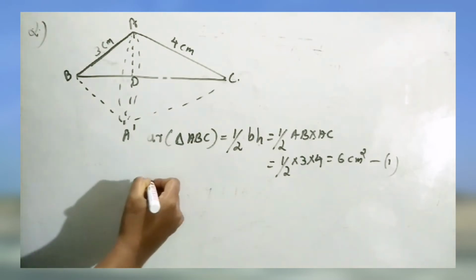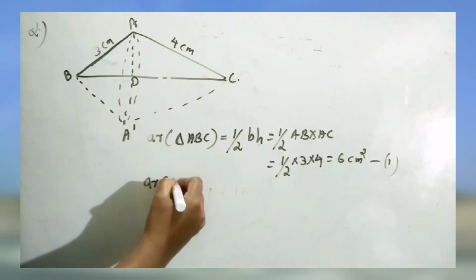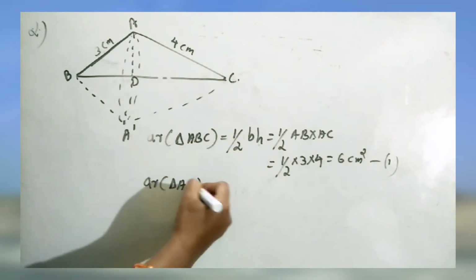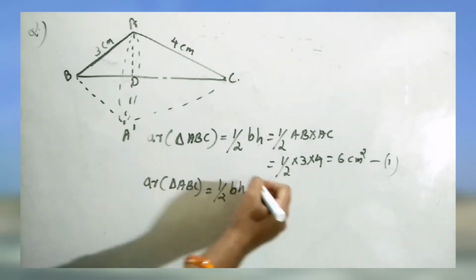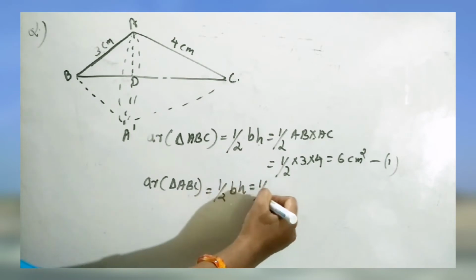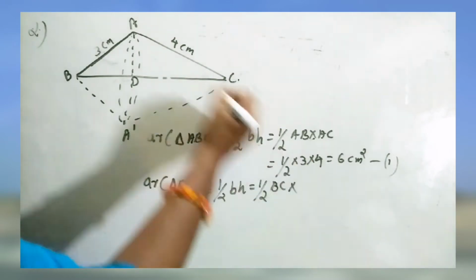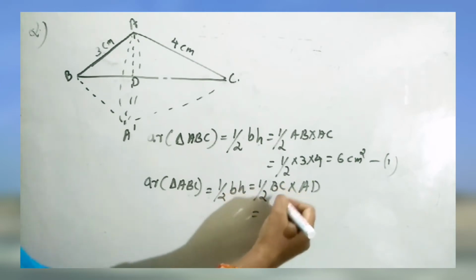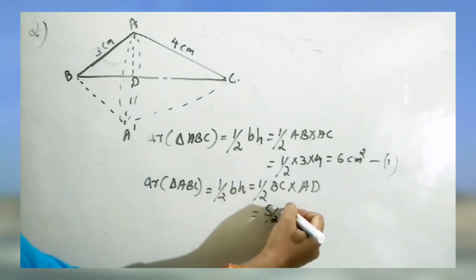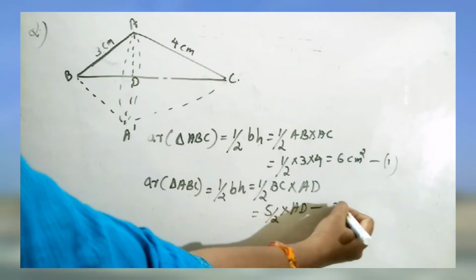Now again I am going to find out the area of triangle ABC. That is equal to half base into height. Here I am going to take the base as BC, and then the height is AD. Half into BC into AD. BC length is 5, so 5 by 2 into AD we will get. Put it as equation number 2.